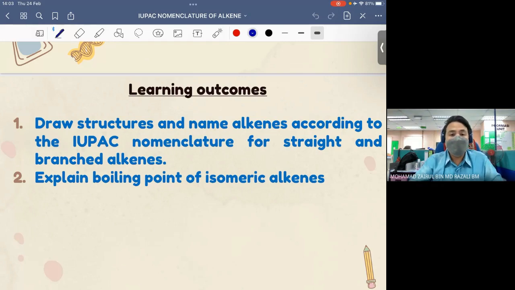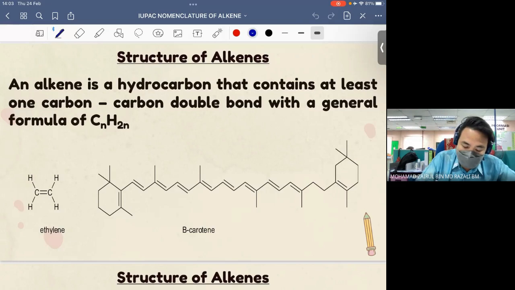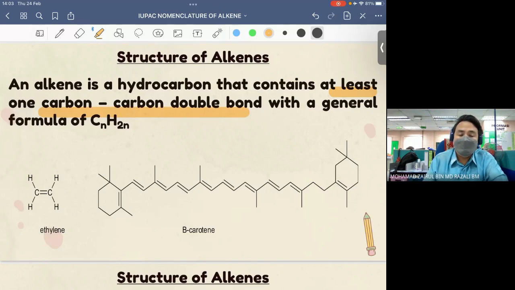Macam saya cakap tadi, naming alkene, dia tak ada beza pun. Sama je, konsep dia, rules pun is almost the same. Okay, so sebelum itu kita tengok dulu the structure of alkene itu. Alkene ini is any hydrocarbon that contains at least one carbon-carbon double bond. Itu kita panggil sebagai alkene. And the general formula for a basic alkene is CnH2n.